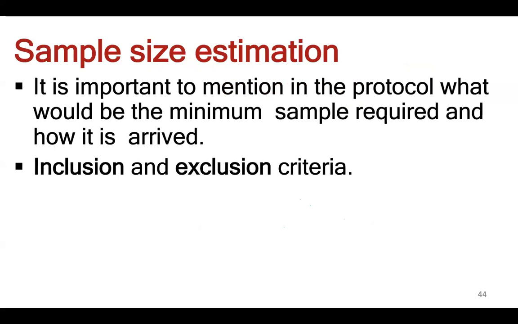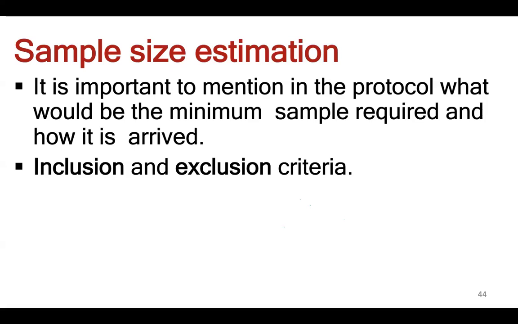So there are calculators for giving you the sample size. For example, if you are doing a cross-sectional study, you can use the Leslie-Kish formula, by getting the previous prevalences. If you insert that, you'll be able to calculate. If you don't get the prevalence, you can use 50%. And by experience, I know that if you use 50%, your minimum sample size is 380 people. Okay. So it is important to mention in the protocol what would be the minimum sample required.